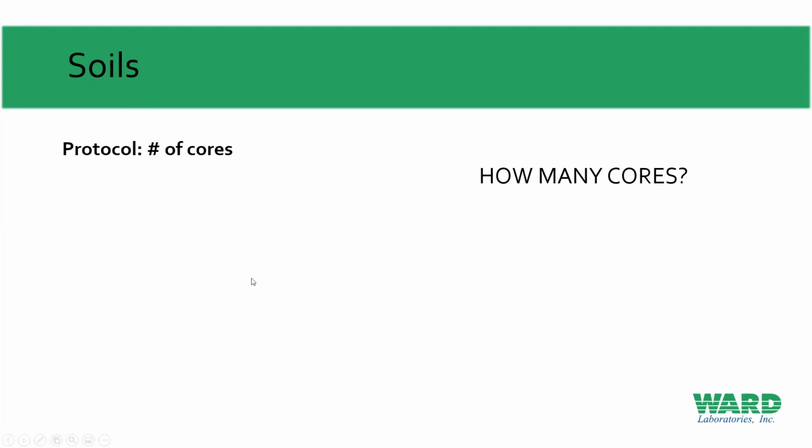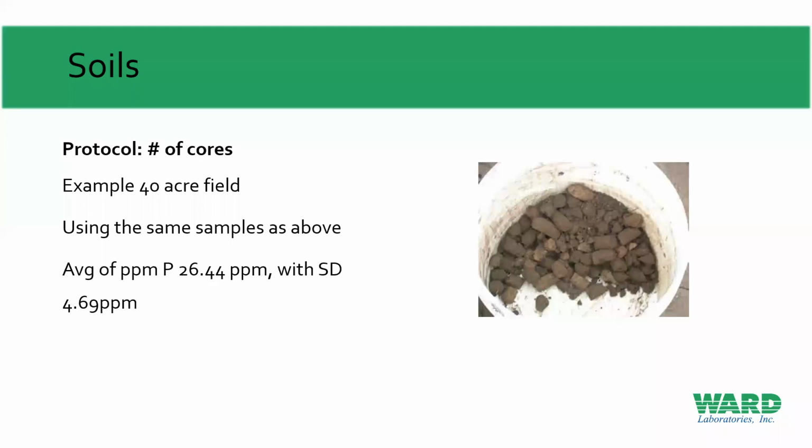Let's see. I would like to say 10 to 15 is right, but let's put up some data here to maybe show that we do need to be a little bit more intense on our sampling. So using that previous field and that previous study of taking the samples across the row as a data set, let's pretend we have a 40-acre field. The average phosphorus test from those samples across rows was 26.5 parts per million, and the standard deviation was 4.7 parts per million.